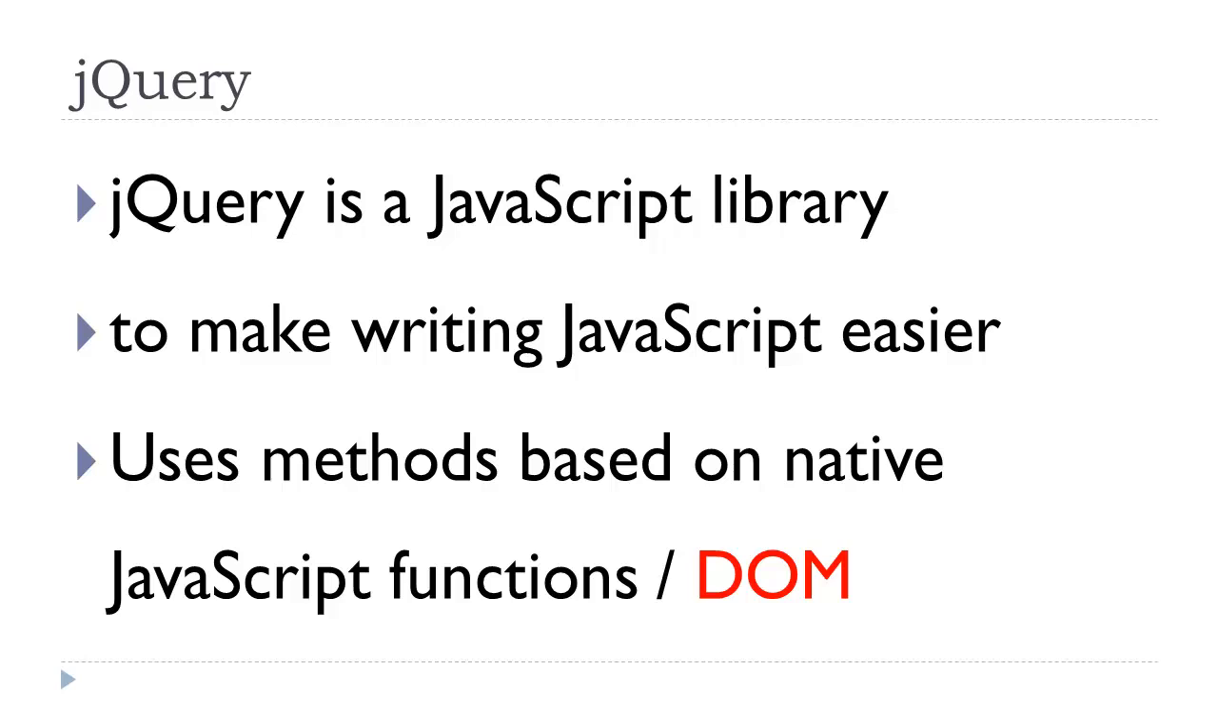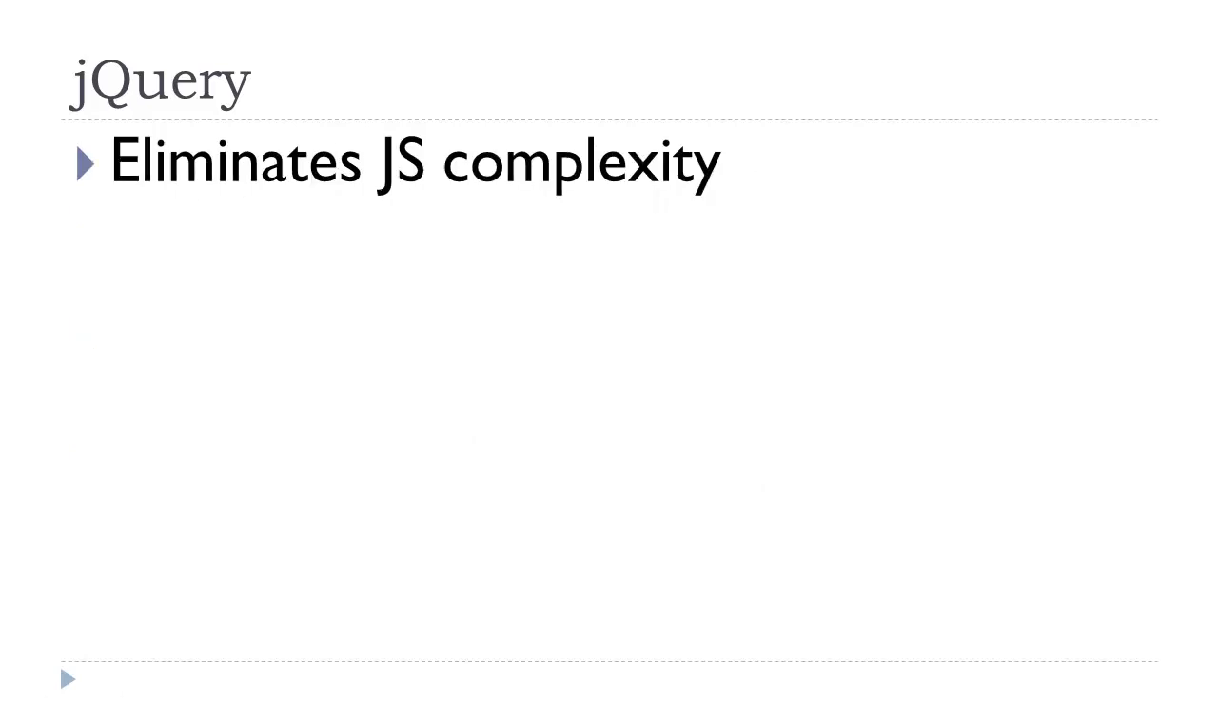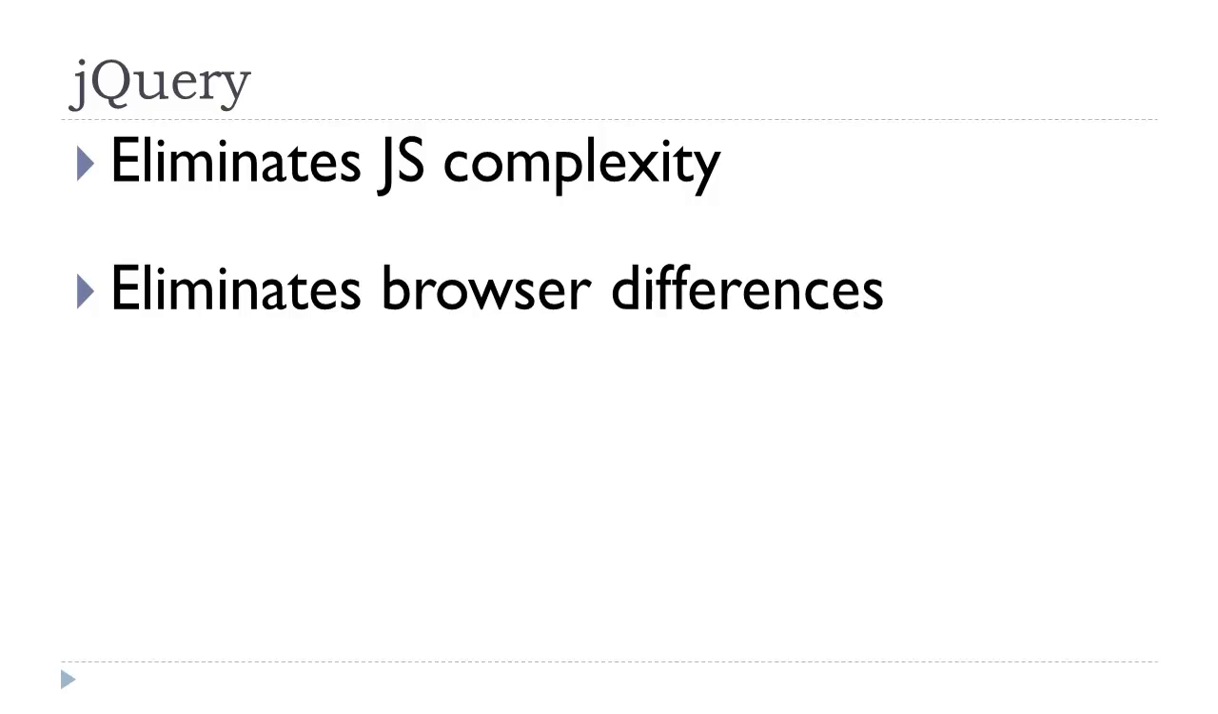It uses methods based on traditional JavaScript functions and the document object model. So behind the scenes, jQuery is actually the document object model, but it gives us methods that allow us to access those functions easier. It eliminates all of the complexity that JavaScript usually has. Also, browser differences are built into it. We have not really seen browser differences because we really haven't used what is called the event model.